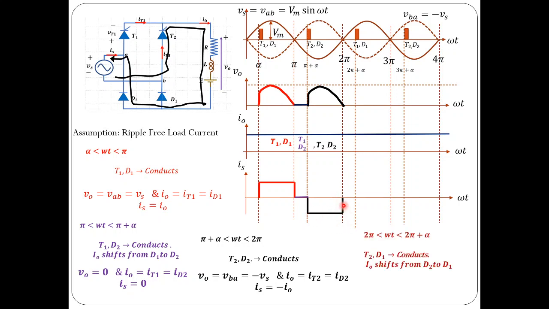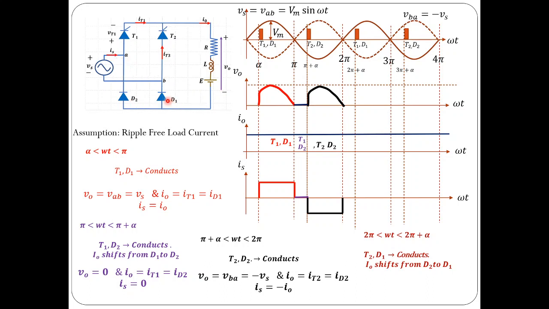Now what about the operation from 2 pi to 2 pi plus alpha? At 2 pi, the load voltage will try to become negative. Once it tries to become negative, you can see the voltage drop across D1 immediately after omega t equal to 2 pi would be positive. D1 is going to be forward biased by the negative voltage across the load immediately after 2 pi, due to which it comes into conduction.